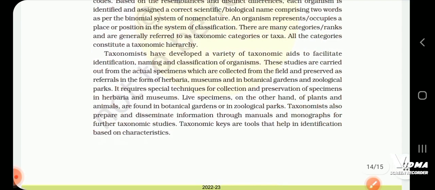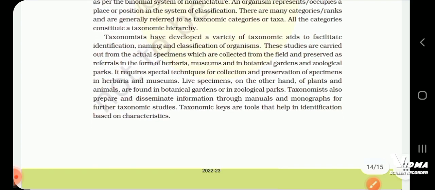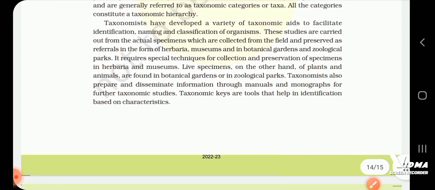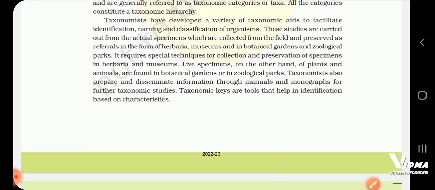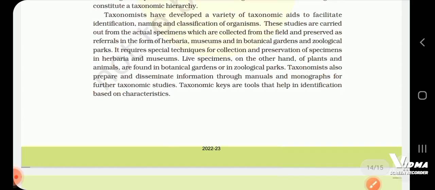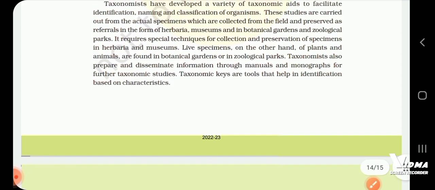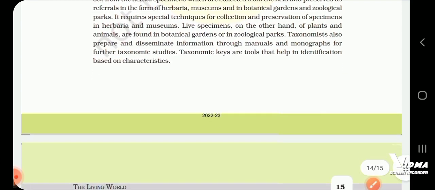There are many ranked categories, generally referred to as taxonomic categories or taxa. All the categories constitute a taxonomic hierarchy. Taxonomists have developed a variety of taxonomic aids to facilitate identification, nomenclature, and classification of organisms. These studies are carried out on actual specimens which are collected from the field and preserved as referrals in the form of herbaria, museums, botanical gardens and zoological parks. It requires special techniques for collection and preservation of specimens in herbaria and museums. Live specimens of plants and animals, on the other hand, are found in botanical gardens or zoological parks. Taxonomists also prepare and disseminate information through manuals and monographs for further taxonomic studies. Taxonomic keys are tools that help in identification based on characteristics.